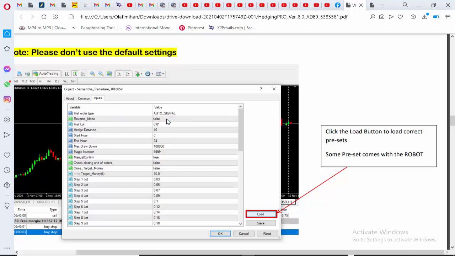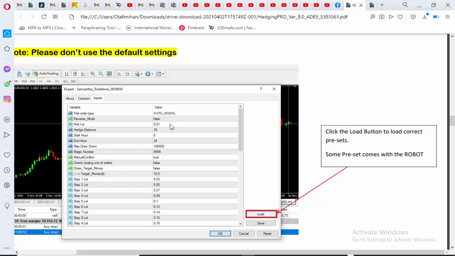But now I've removed reverse mode because we don't need to reverse anything. What reverse mode was doing at that time was, if you are buying on one chart, on the second chart you have to reverse the mode. That means the second chart is going to give you a sell, not a buy.